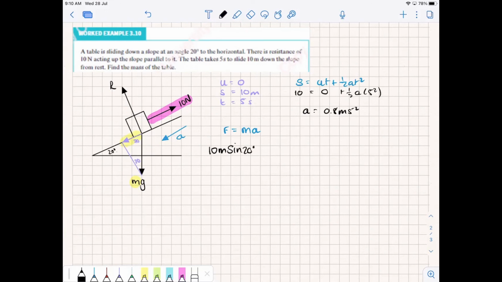That's happening in the direction of acceleration. The other force, the minus 10 newtons, is happening in the opposite direction. And this must be equal to the mass of the object, which is unknown and what we're trying to solve, times the acceleration of 0.8. The rest is just calculator work and solving for m.